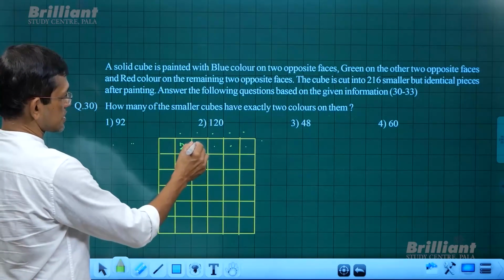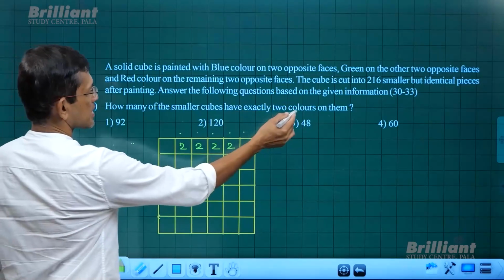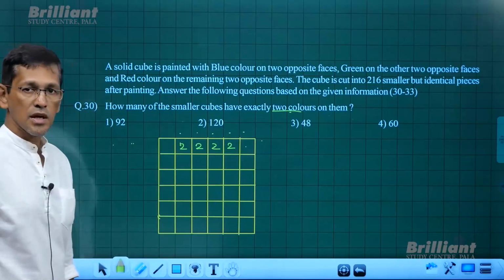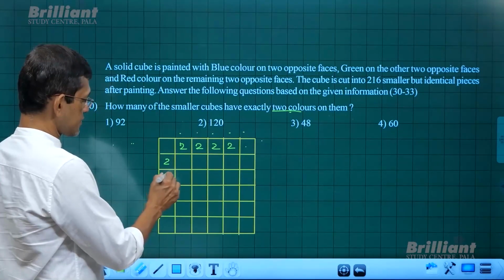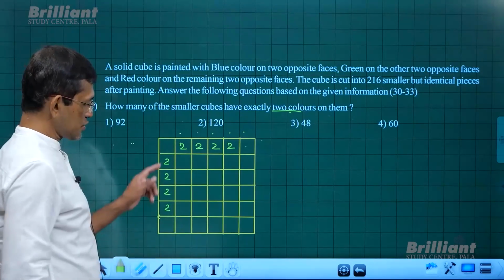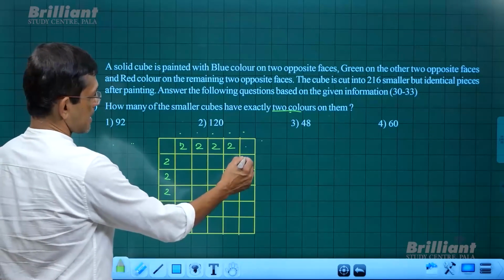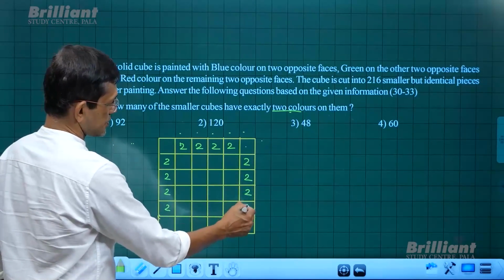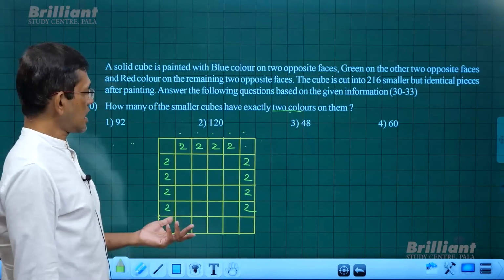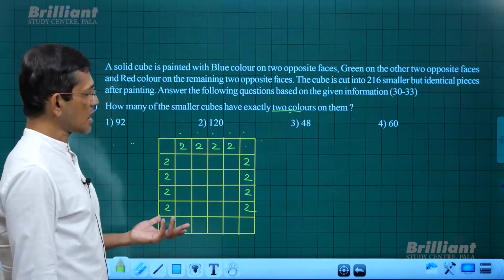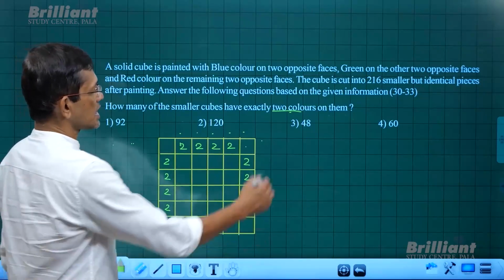So how many? These are the cubes: 2 sides painted, 2 sides painted, 2 sides painted, 2 sides painted. So how many of the smaller cubes have exactly 2 colors? These are the cubes with the 2 colors. On this edge, we have 2, 2, 2, 2, where 2 indicates 2 faces painted with 2 different colors. So each edge, we have 4 such cubes with 2 different colors on it. And how many such edges do we have? Well, for a cube we have 12 edges, right? So 12 into 4, 48 would be the answer, 48.